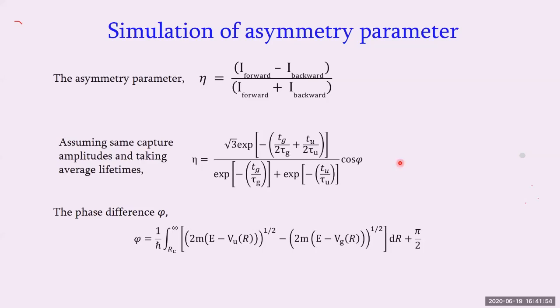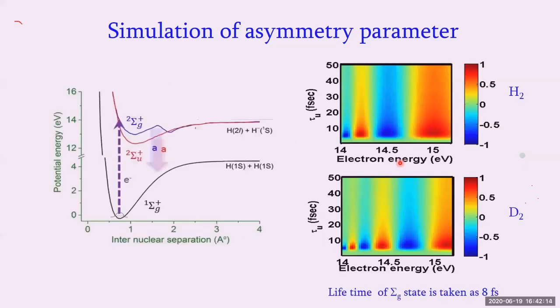Now the lifetimes we don't know, but electron scattering shows the presence of a sigma g plus resonance, and based on the width of the resonance which people have measured, we can estimate the average lifetime of the resonance as 8 femtoseconds. So we use this lifetime for the even state, and we use the lifetime of the odd state as a parameter and calculate the asymmetry parameter as a function of electron energy for H2 and D2. The color map shows the asymmetry parameter, both positive and negative, against electron energy, and this is the lifetime of the odd sigma u state that we have used. It ranges from 0 to 50, which we use as a parameter in these calculations, and similarly for D2.